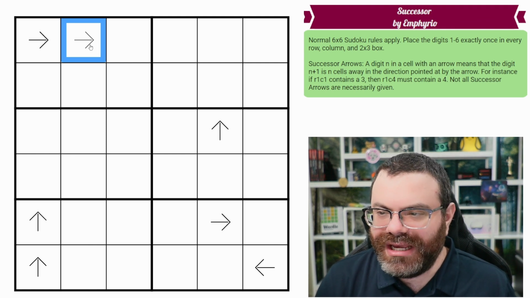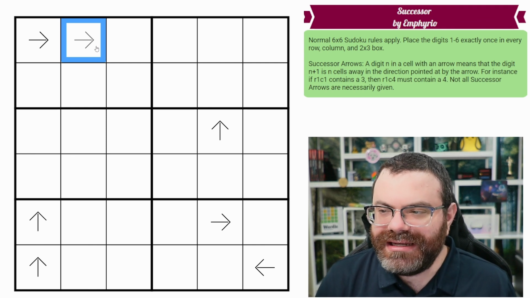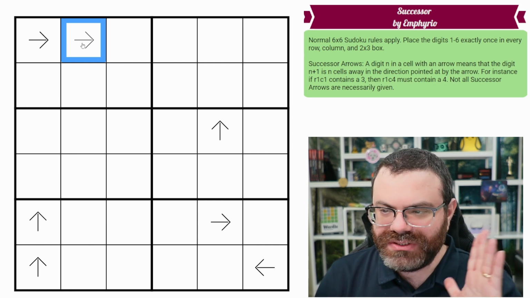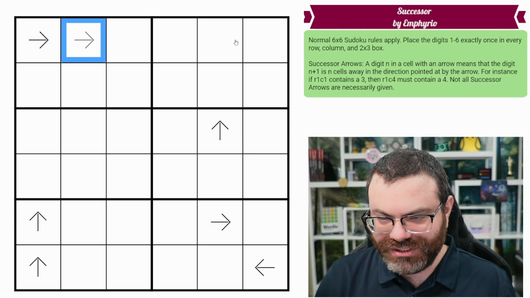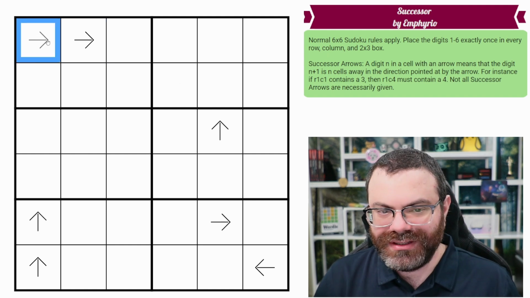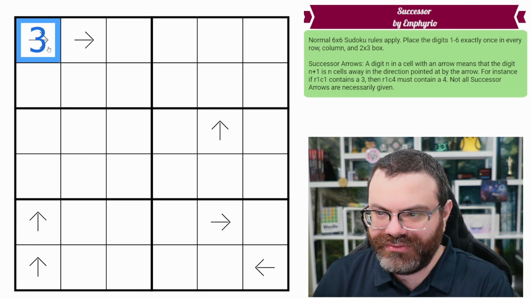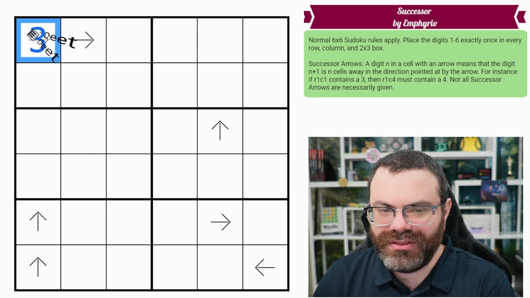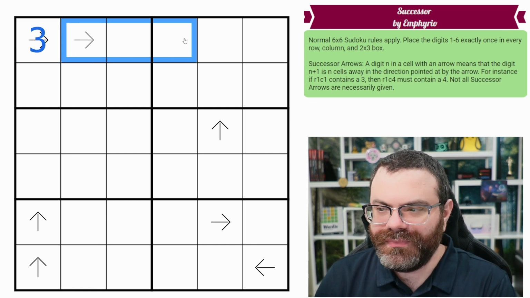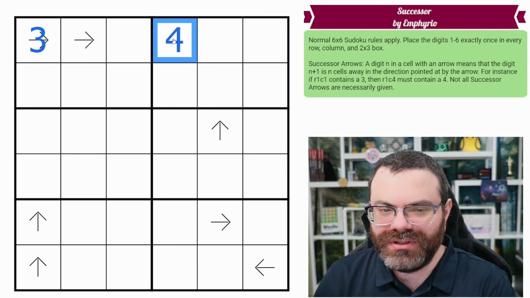They're called successor arrows. So a digit n in a cell with an arrow means that the digit n plus 1 is n cells away in the direction pointed by the arrow. So the example given is if row 1, column 1 is a 3, then we count 3 away, 1, 2, 3, and this must be a 4, which is 3 plus 1, right? So a 3 here would put a 4 here.